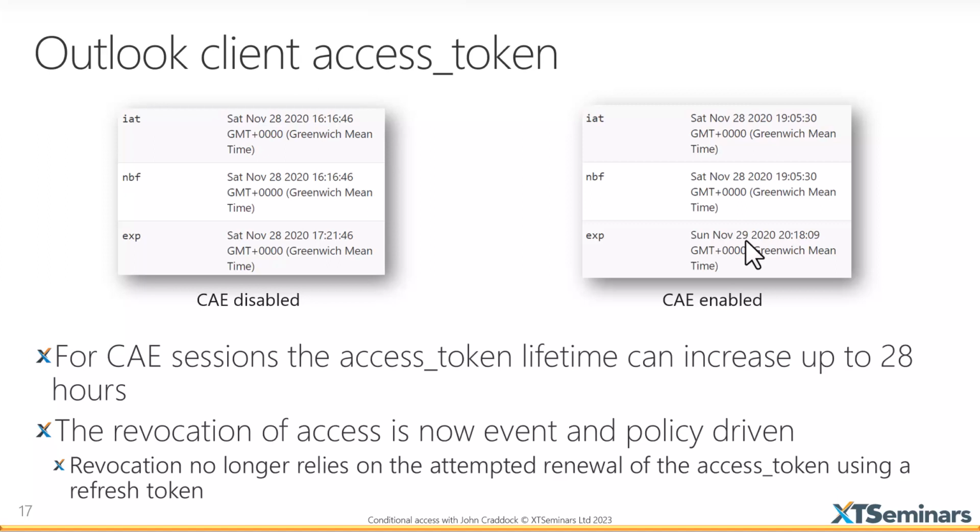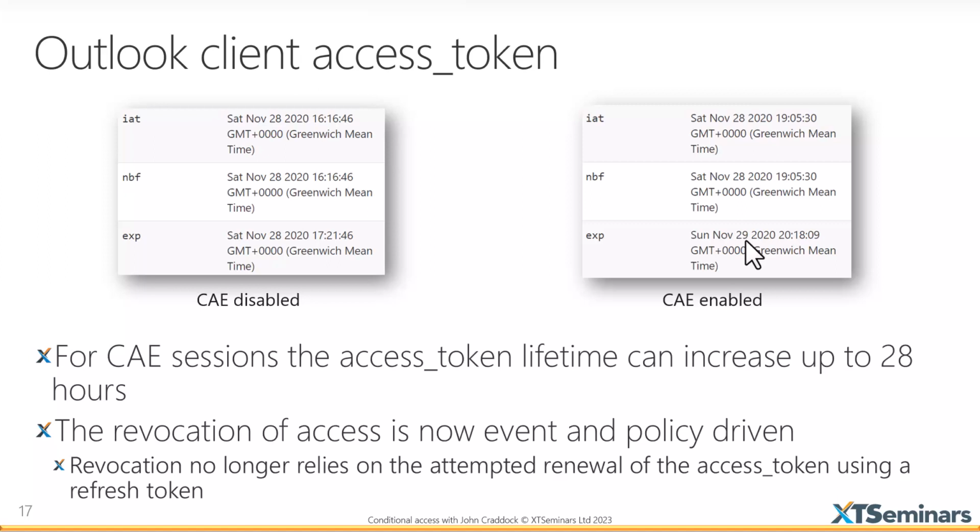So we can have an access token which actually could have a lifetime of 28 hours, which means your app isn't continuously going back, oh, here's my refresh token, give me a new access token, and so on. So now, revocation of access is event-driven and policy-driven, and it no longer relies on an attempt to renew the refresh token.